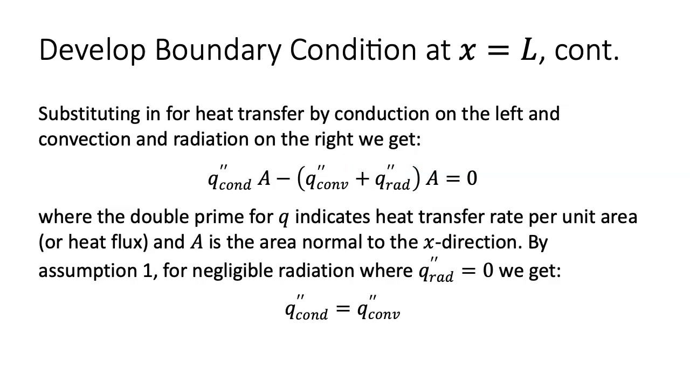For this equation, the heat transfer rate is given per unit area, thus as a heat flux, which is indicated by the double prime, where the corresponding area is normal to the x direction. Next, assuming negligible radiation, our energy balance reduces to the conduction through the wall at the control volume boundary on the left equals the convection to the fluid for the control volume boundary on the right.